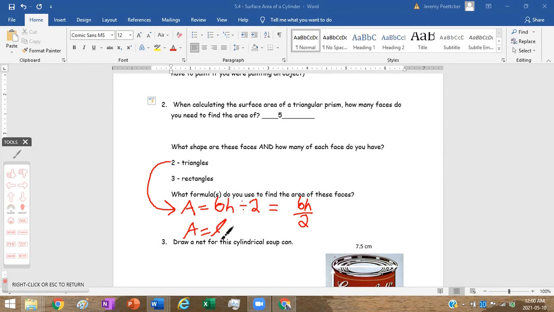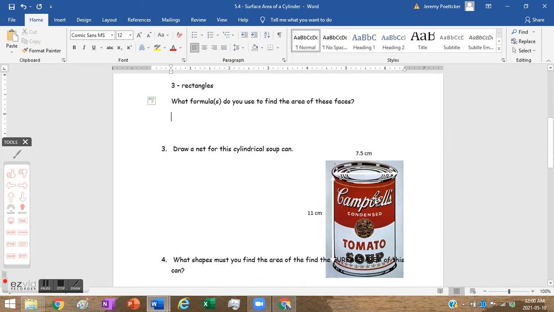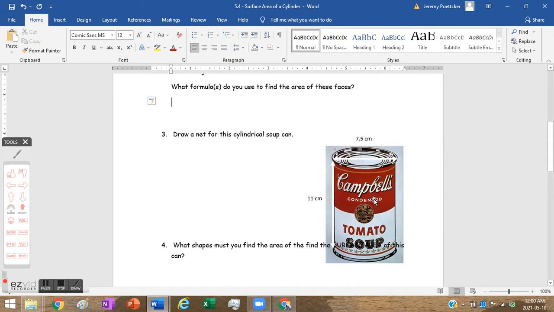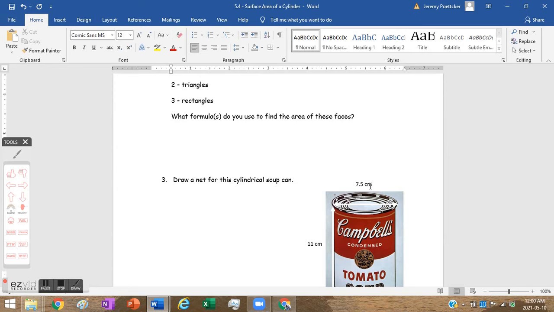All right, so next step, we've got a soup can here. And something went wrong as I moved stuff around. And that got a bit better. There we go. All right, so let's draw a net for this guy.